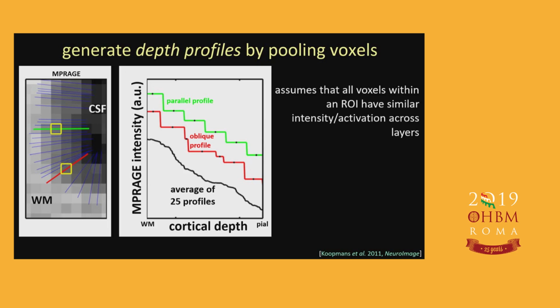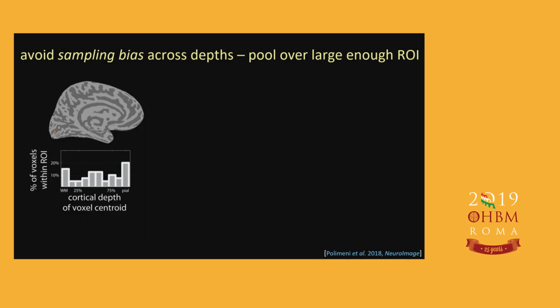Now, this assumes that all voxels within the ROI have a similar intensity or fMRI activation across layers. This is a pretty strong assumption, and the natural inclination with this assumption is to choose an ROI that's pretty much as small as possible. But there are some problems when we do this. This can introduce sampling biases across depths.